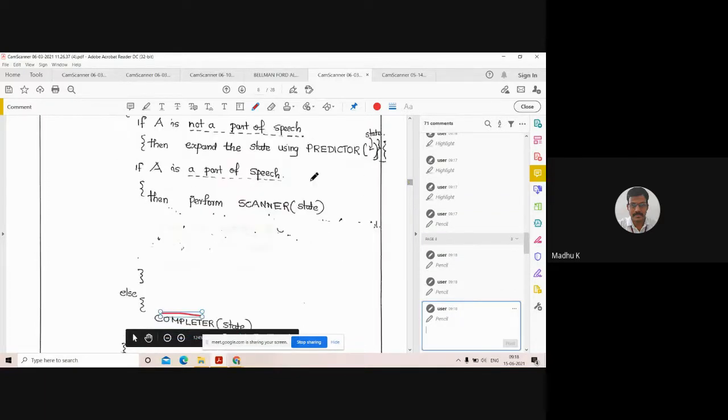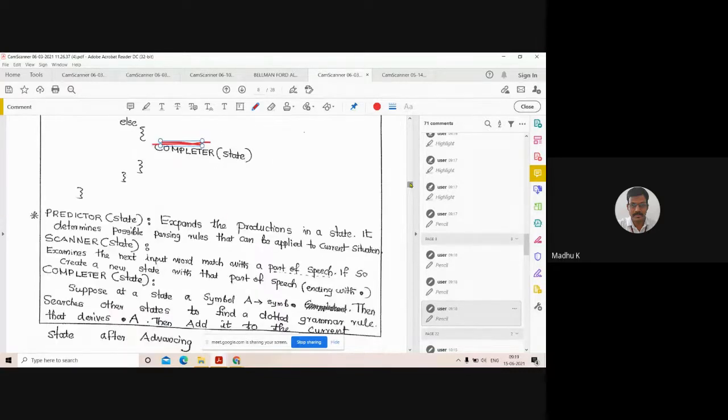So there are predictor, scanner, and completer. There are three functions to perform this chart parsing. Please refer to the videos where I already discussed them. Predictor, completer, scanner: this is very important. Sometimes in the university exam, questions will be like this: explain the Earley parsing algorithm. So this is very important.